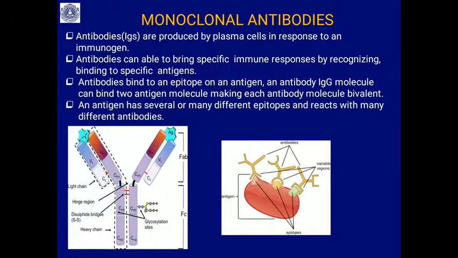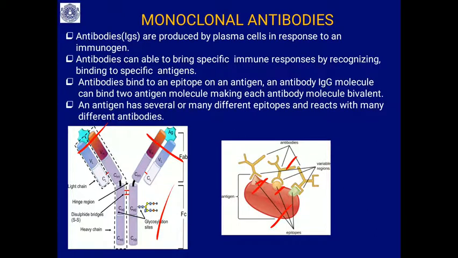You have studied this already. In this antigen, you will be able to see this is the antigenic epitope. So, this antibody recognizes this epitope and binds to it. You will see the antibody binding this epitope. This antibody is IgG, or immunoglobulin G. It can bind two antigens. You will find there are two antigen binding sites for IgG.